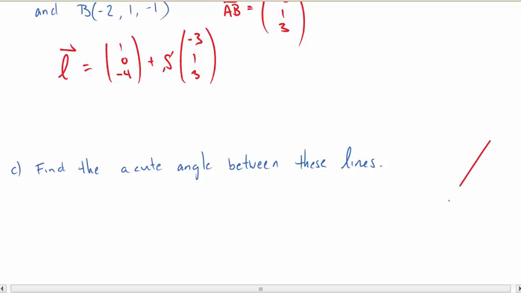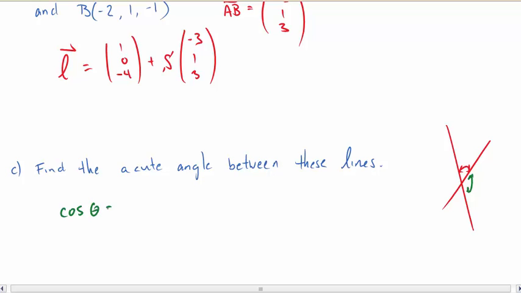When two lines intersect, there's almost always an acute angle and an obtuse angle. When we do this, we're always talking about the acute one unless it specifies find the other one. So here we go. I'm going to use my dot product to find this angle. That's what we use dot product for, after all.